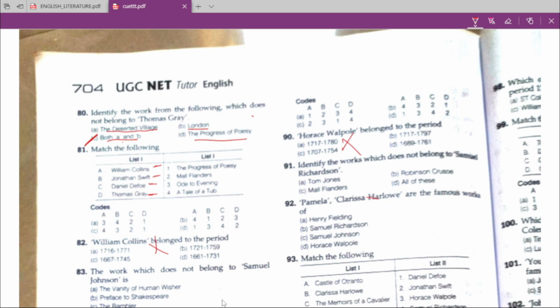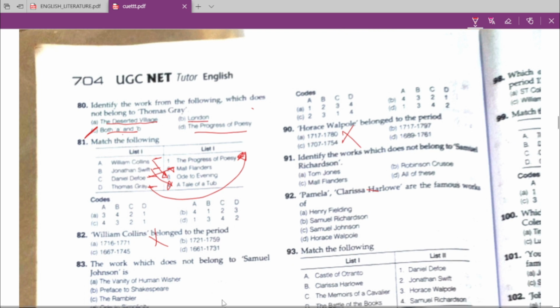William Collins has written Ode to Evening, whereas Jonathan Swift has written A Tale of a Tub, and Daniel Defoe has written the novel Moll Flanders, and Thomas Gray has written The Progress of Poesy. So The Progress of Poesy was written by Thomas Gray. Daniel Defoe has written Moll Flanders. Ode to Evening was written by William Collins, and Jonathan Swift has written A Tale of a Tub. Moving on to question number 83.